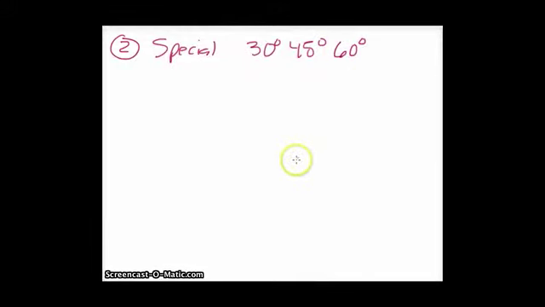Okay, the next thing that I need to talk about in our top 10 ideas is number 2. And this is called special angles. Special angles. And I'm gonna just name them: 30 degrees, 45 degrees, and 60 degrees. These are special angles.